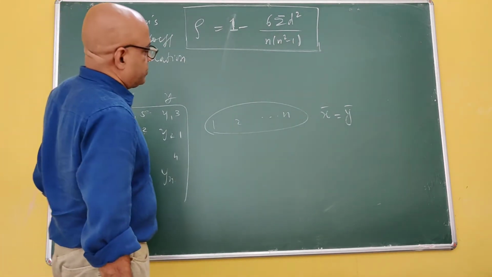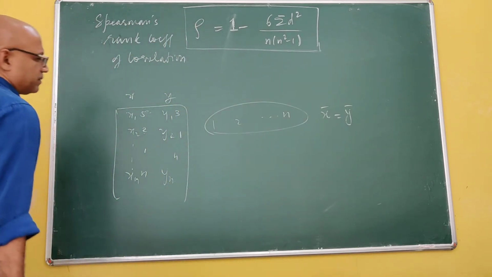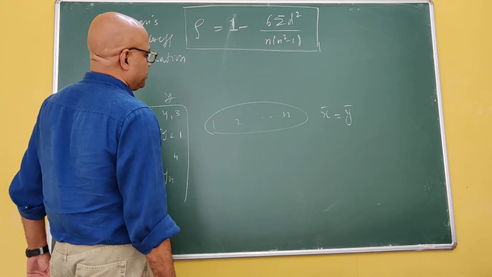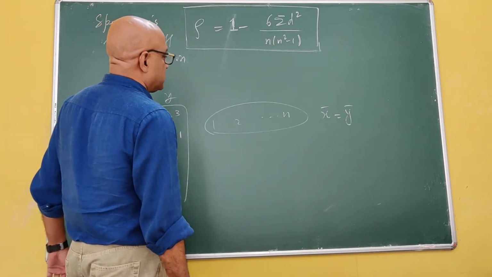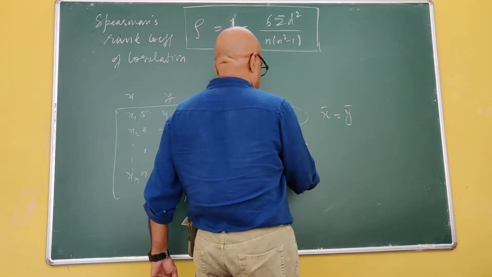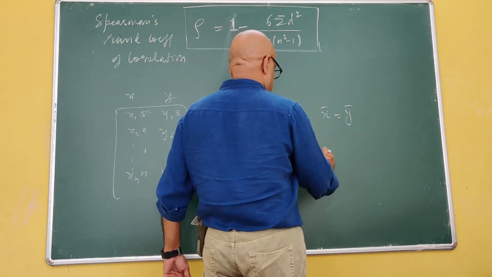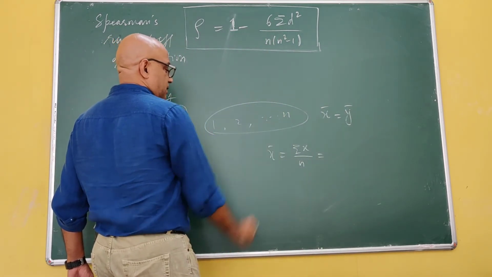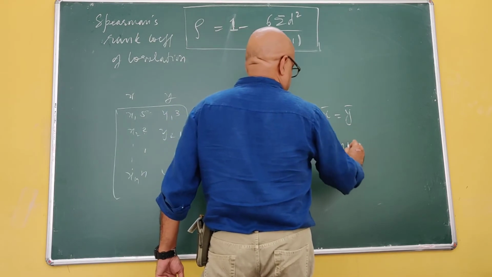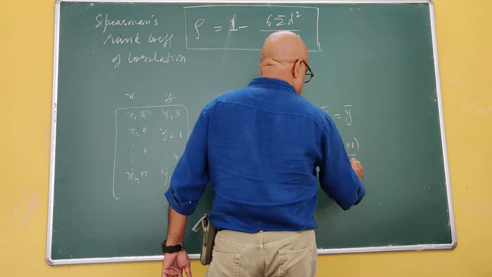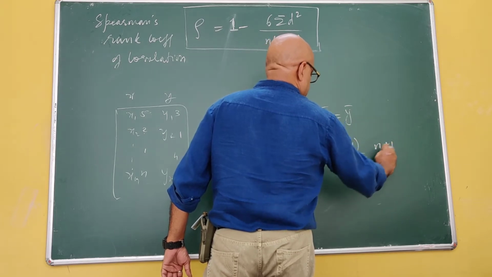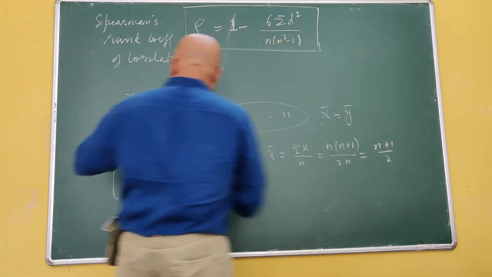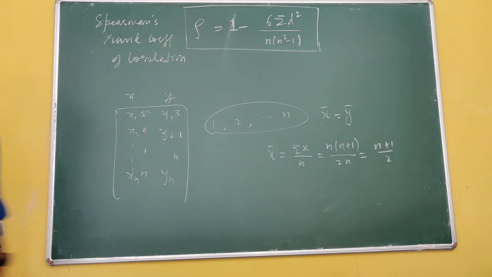What is the average? You can calculate it, that should not be difficult. Average is nothing but the sum of all x divided by n. What is the sum of all these values up to n? This is given by n into n plus 1 divided by 2. So the average is n plus 1 divided by 2. And these two will be equal because they are taking the same values, maybe in a different order.